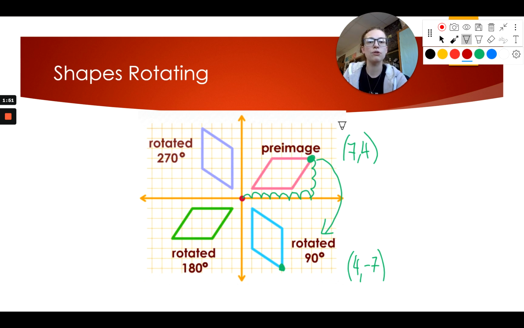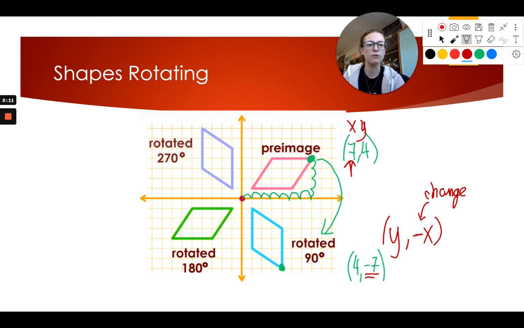So my original x, y is now y, x. What also happened is my x value, the 7, switched to a -7. So it has changed. Algebraically, a way that we show change is by adding that negative symbol in front of our algebraic expression.